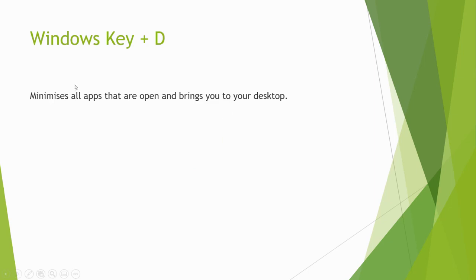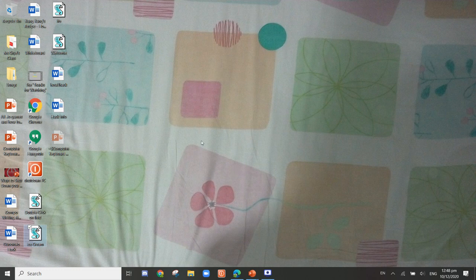Windows logo key plus D minimizes all apps that are open and brings you to your desktop page. So if I use Windows key plus D, it comes to your desktop page.